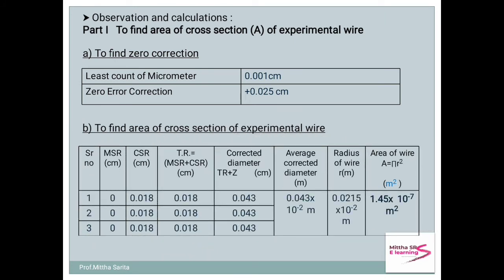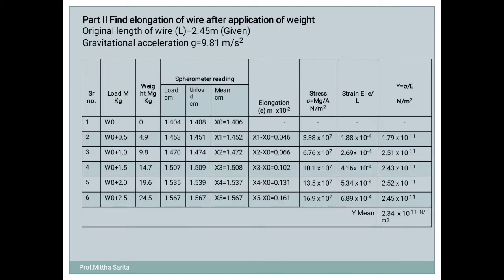The table has serial number, MSR, CSR, TR, corrected diameter, average corrected diameter, radius of the wire, and finally area of the wire. Take 3 readings and finally you get area of the wire A is equal to 1.45 into 10 raised to minus 7 meter square. Now part 2 is to find the elongation of the wire after application of weight. The original length of the wire, capital L, is equal to 2.45 meter, which is given. The gravitational acceleration g is equal to 9.81 meter per second square.